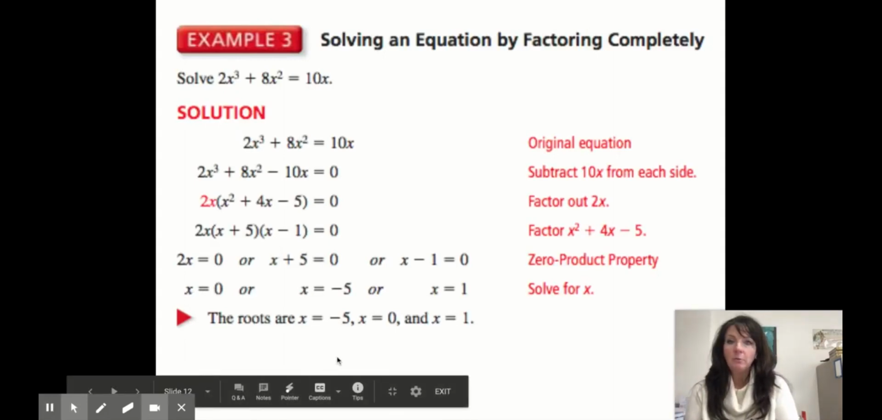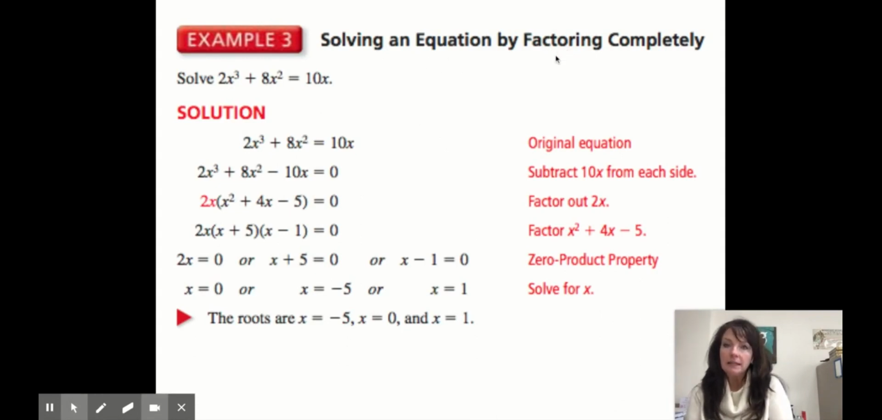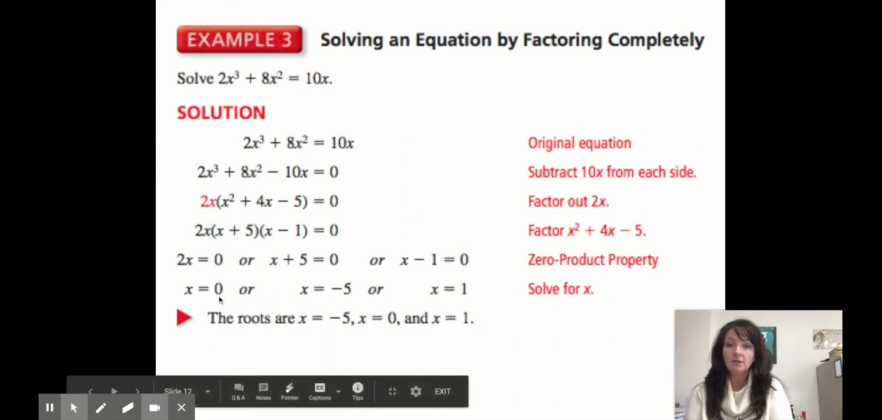Okay, and then finally, we are going to be putting it all together. Basically, we're going to be solving an equation by factoring completely. So we've seen this before. We know that we need to make it equal to 0 in order to solve for x. So you'll start by subtracting 10 from both sides. Then you'll look for anything you can pull out or factor out, which they pulled out 2x. Then look to see if this is factorable. It is. You get x plus 5, x minus 1. So now we have 2x equal to 0, x plus 5 equal to 0, or x minus 1 equal to 0. So there's 3 solutions, 0, -5, and 1.